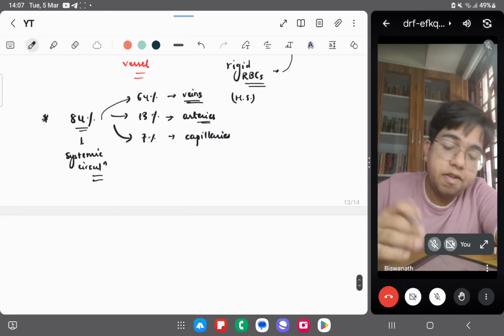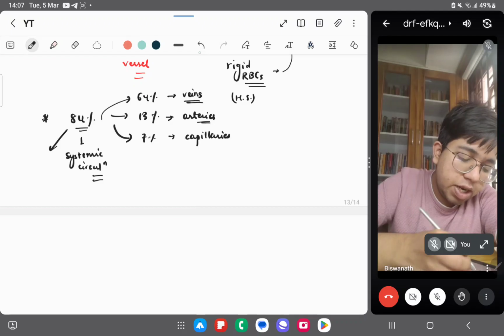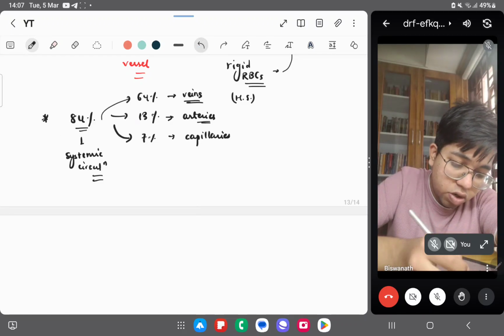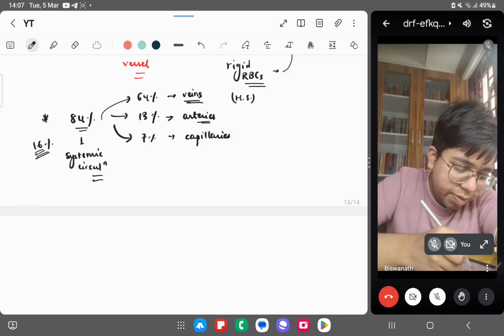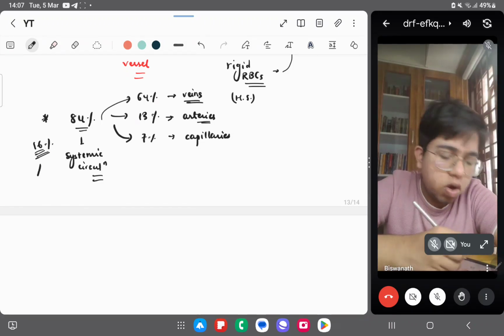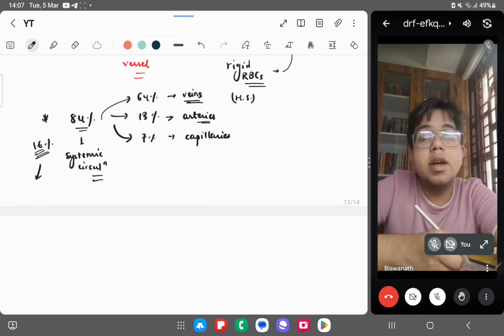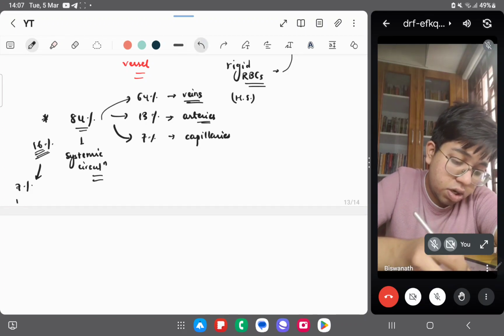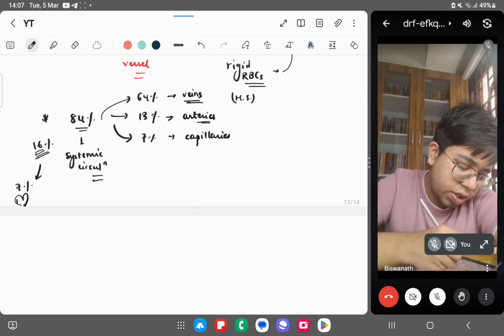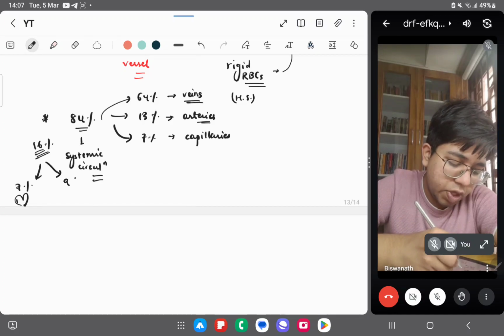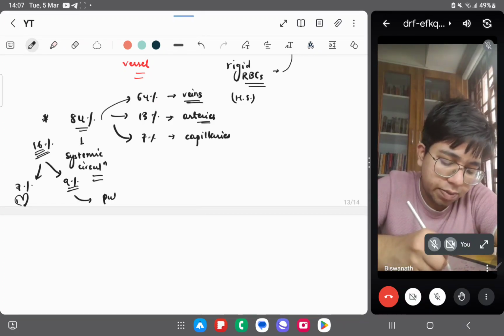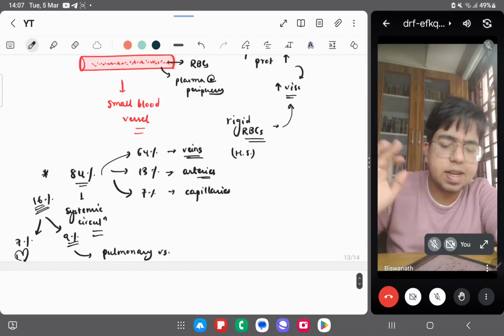Okay, 84% is done. So of 100%, we are left with 16%, right? 16% is left to be known. Of this 16% blood, 7% is in your heart. I'm just drawing this heart. 7% is in your heart, and about 9% is in your pulmonary vessels. So this point is covered in your hemodynamics.